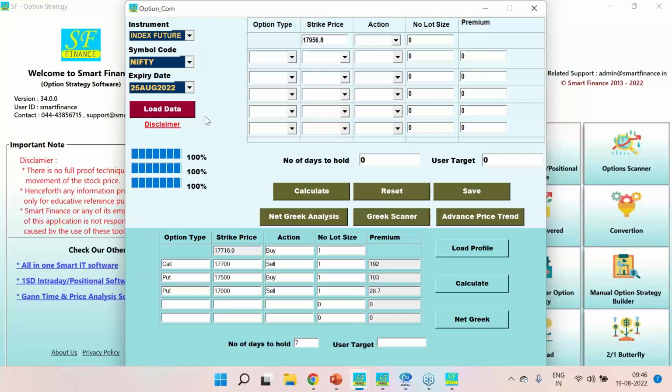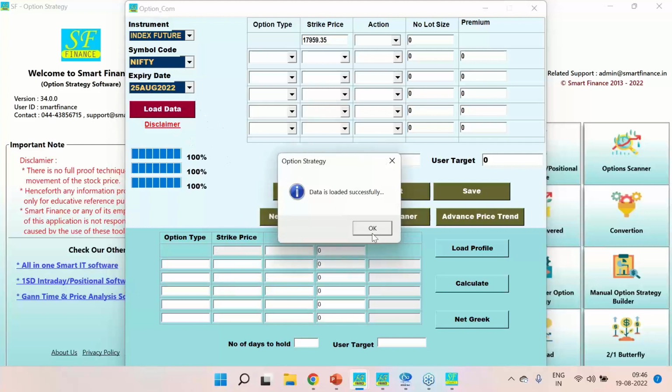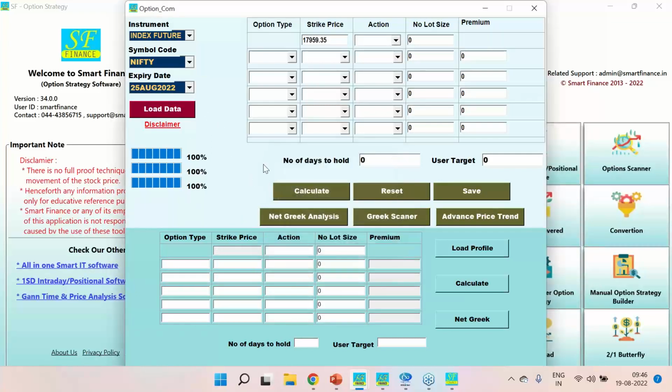Okay, first just click on the load data. After clicking, the data will be loaded. The strike price you can see right over here. This will be the future where you can buy one lot. For example, I have been forming this strategy.